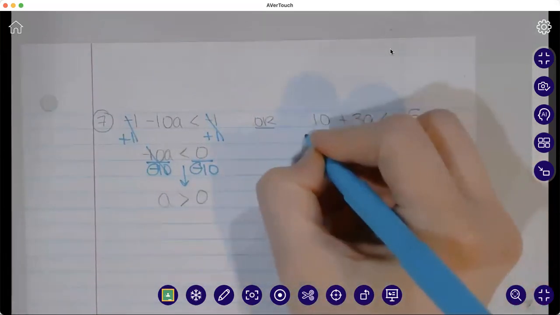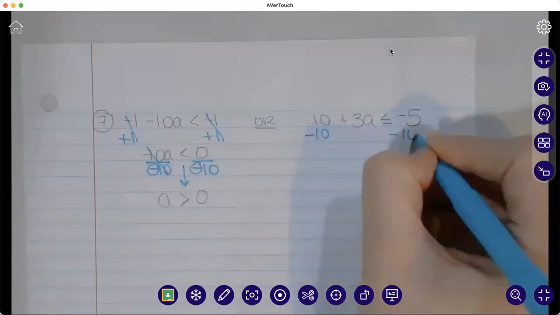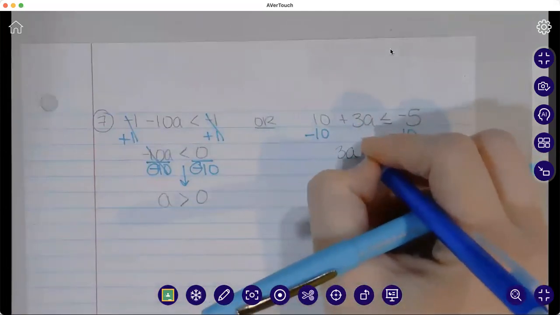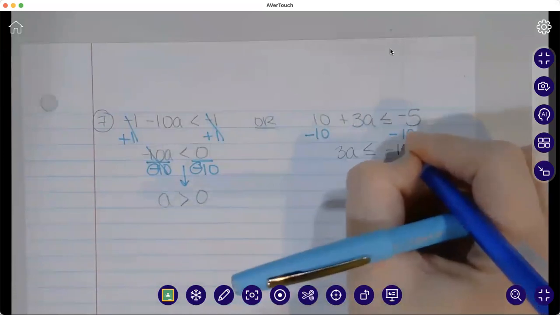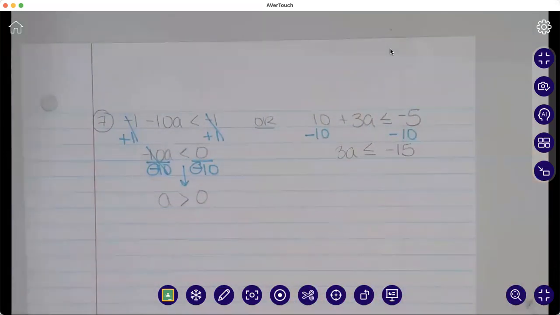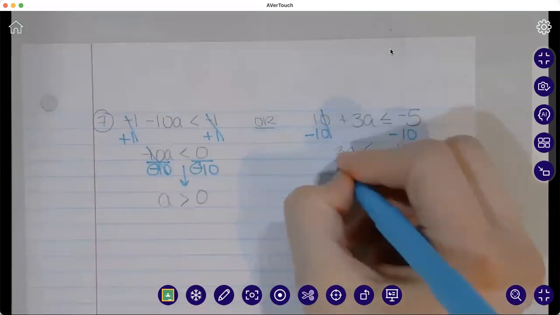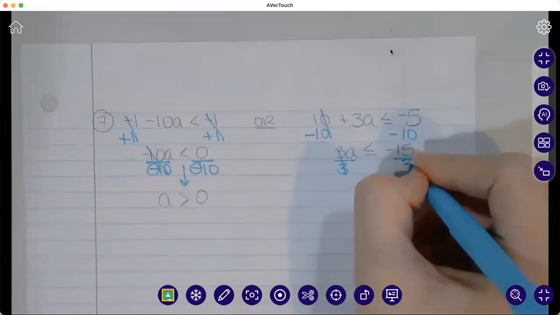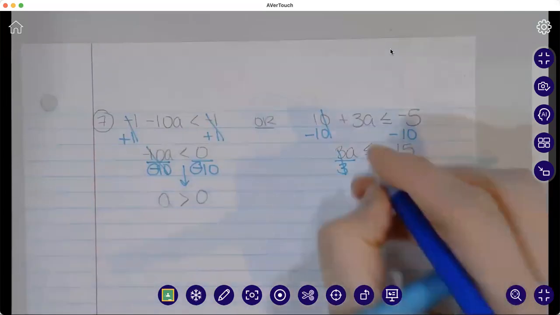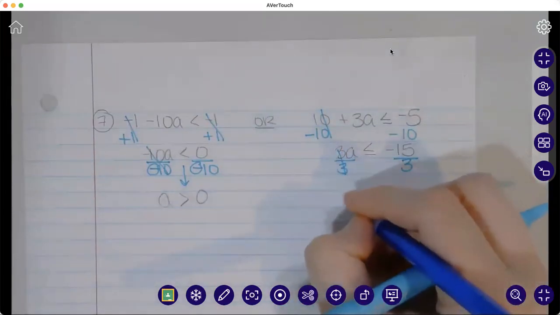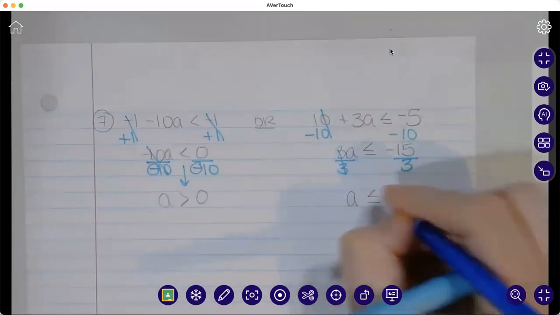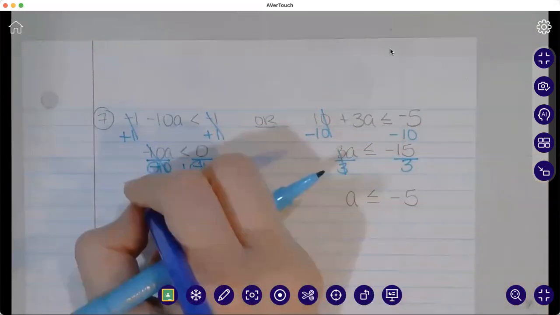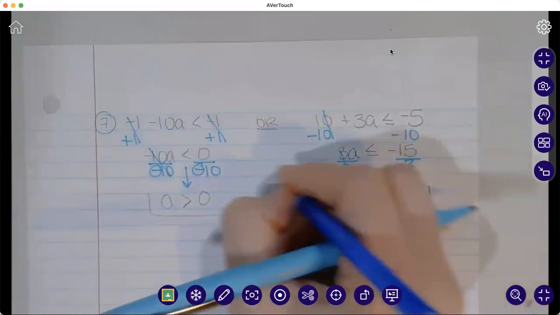So over here, we're going to subtract 10 from both sides, giving us 3a is less than or equal to negative 15. And then we're going to divide by positive 3, apologize, I misspoke. And because it's positive, we will not change the sign, so a is less than or equal to negative 5. And again, this is an or statement, so we want that whole thing.